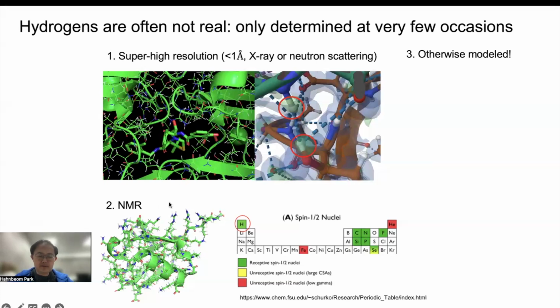And the second case is NMR. You can trust hydrogen positions in NMR because they are subject to NMR spin.